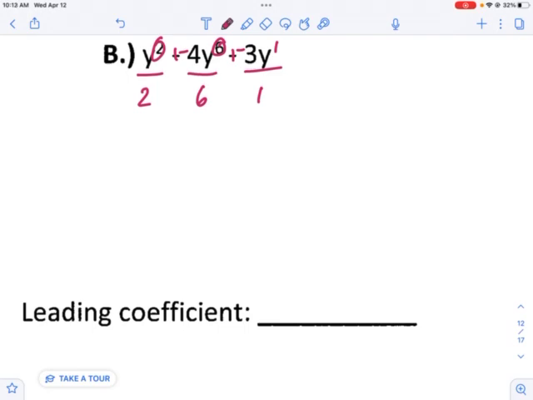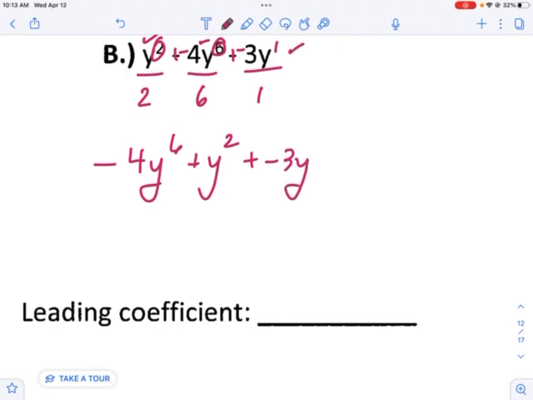Highest to lowest, I'm going to write negative 4y to the 6th plus y squared and plus negative 3y. Or if you did minus 3y, that's great. And again, my leading coefficient is simply the first number I see, negative 4. It's the coefficient of the first term after it's written in standard form.